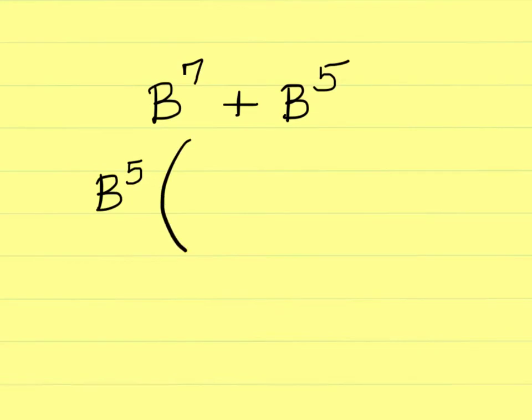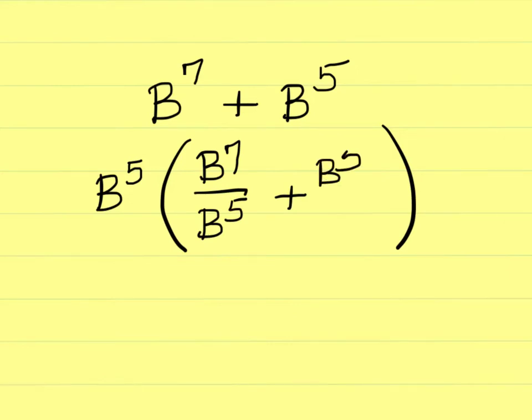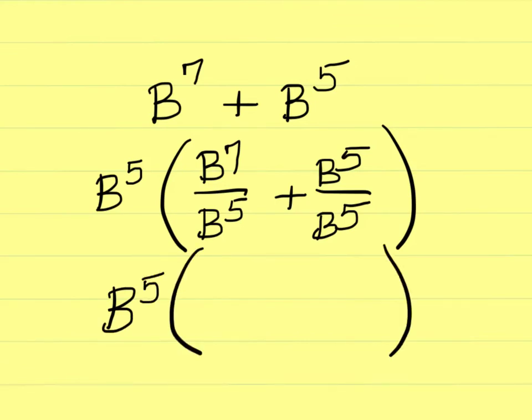In this problem, it is b to the seventh plus b to the fifth. On the practice problem, you can factor out b to the fifth and then do b to the seventh over b to the fifth plus b to the fifth over b to the fifth. And you'll be left with b to the fifth times the quantity of b squared plus 1.